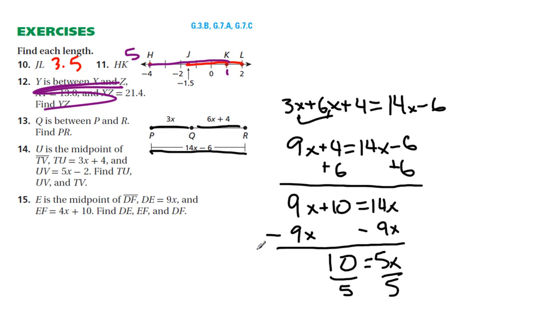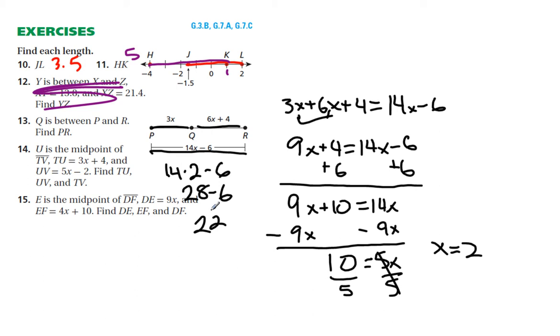Okay, we're working. I promise. There's work going on here. This cancels. 10 divided by 5 is 2. So x equals 2. So this is the whole length 2? No. You have to substitute it back into the equation. PR is the whole thing. So 14 times 2 minus 6. That's 28 minus 6 is 22.